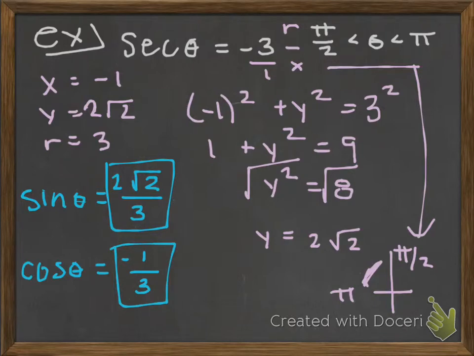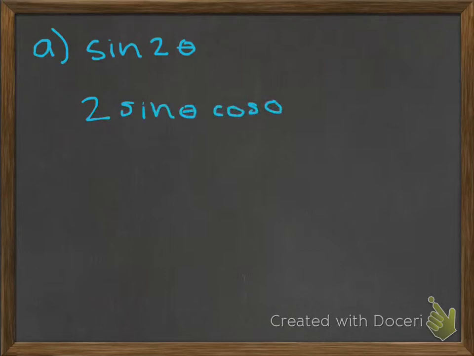So the first calculation I want to do is find sine of 2 theta. So on the next screen, we're going to find sine of 2 theta. So letter A, I would like you to find sine of 2 theta. And remember, we talked about all the formulas. So sine of 2 theta is equal to 2 sine theta cosine theta. This is simply the formula that we have to use.